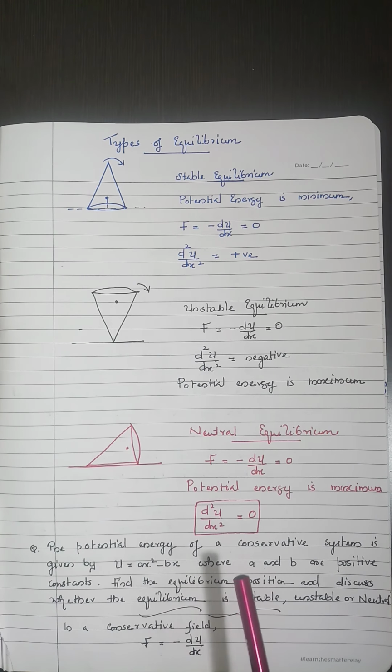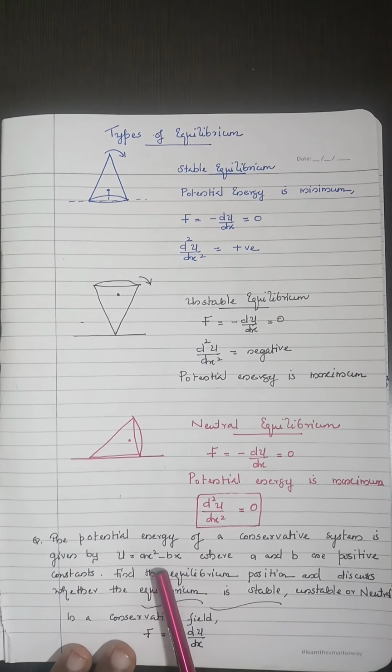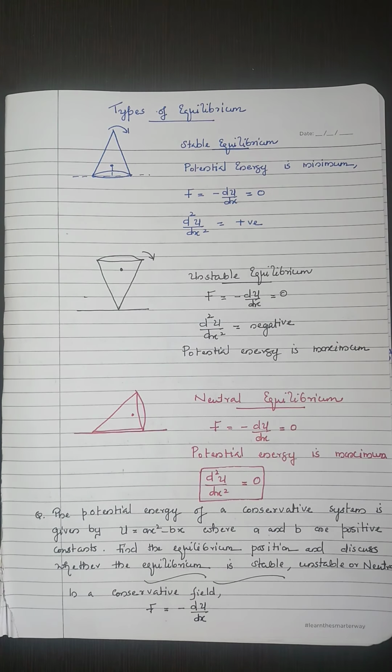If you look through the different previous year question papers and analyze the work, power and energy concepts, the very important one is this potential energy concept. Look at this very important, good concept. The potential energy of a conservative system is given by U equals ax square minus bx, where a and b are positive constants. Find the equilibrium position and discuss whether the equilibrium is stable, unstable or neutral.